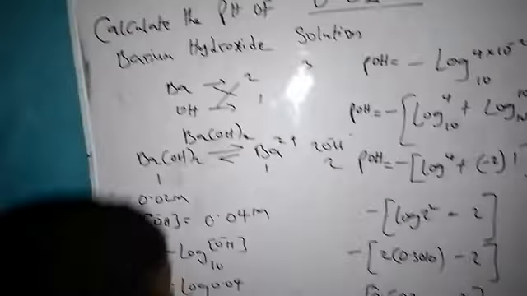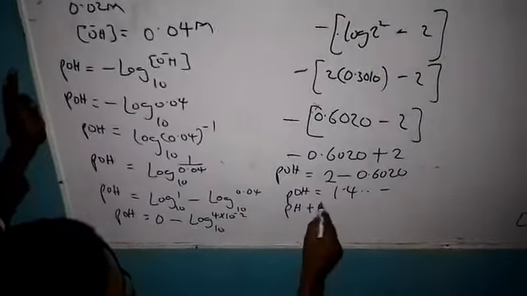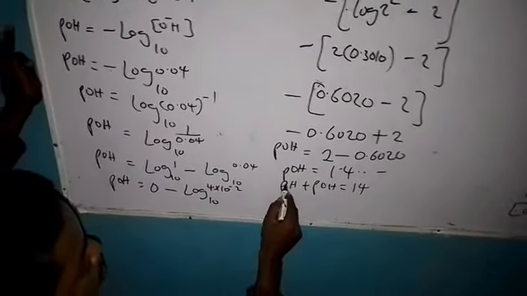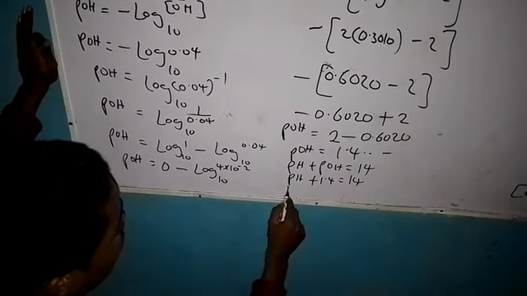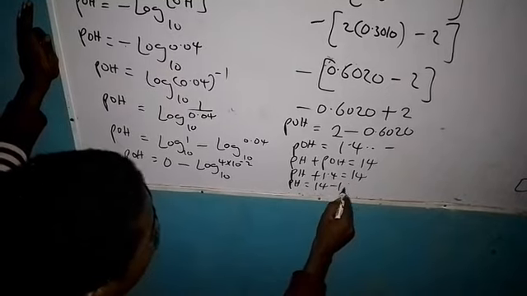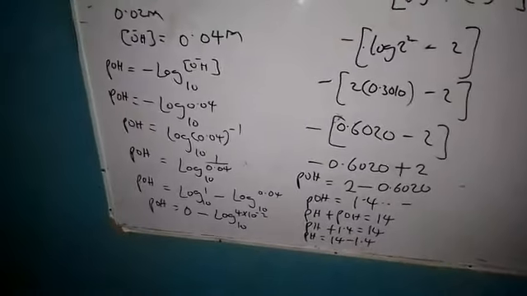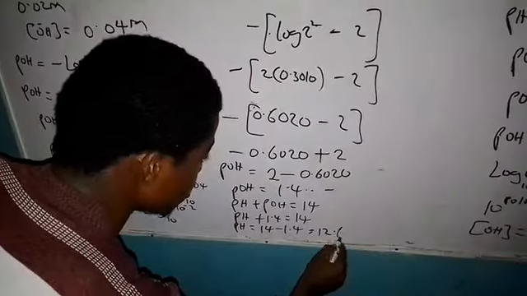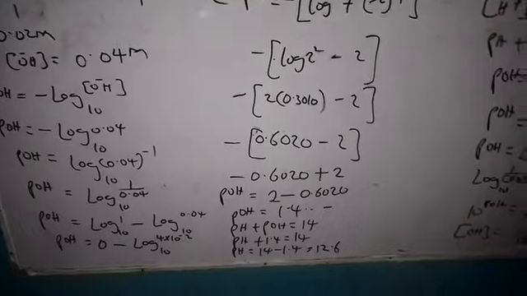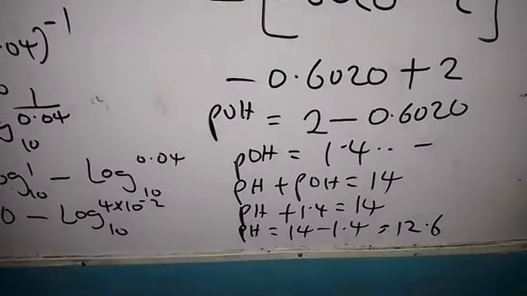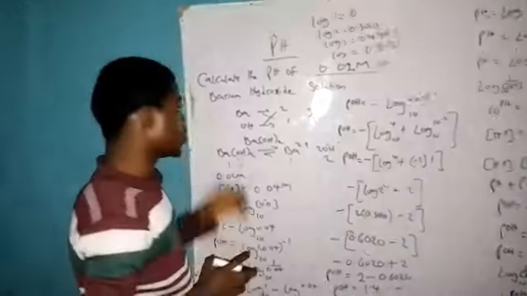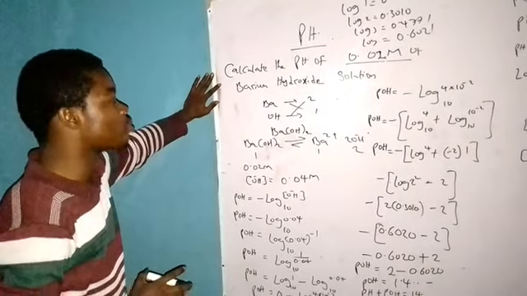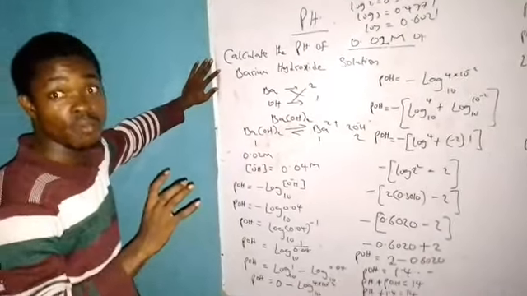So my pOH is 1.4. But according to the question, we are asked to find pH, not pOH. Recall that we've already proved that pH plus pOH is equal to 14. So pH plus 1.4 must be equal to 14. That means my pH is equal to 14 minus 1.4, which will give you 12.6. Please don't forget, pH has no units. Our answer becomes 12.6.